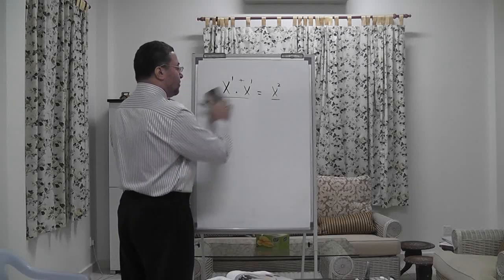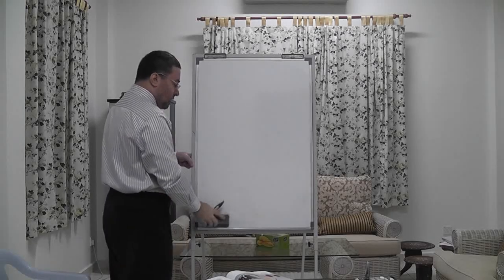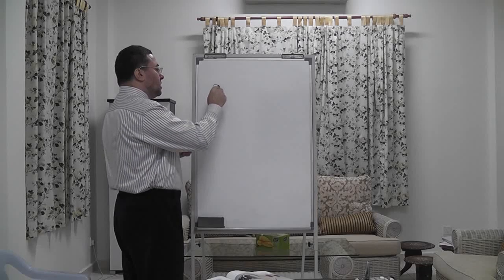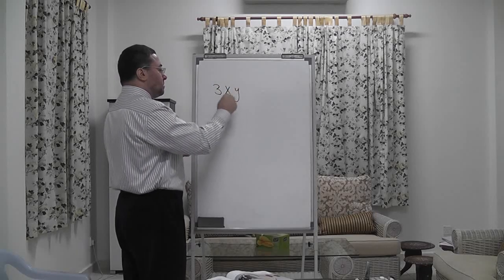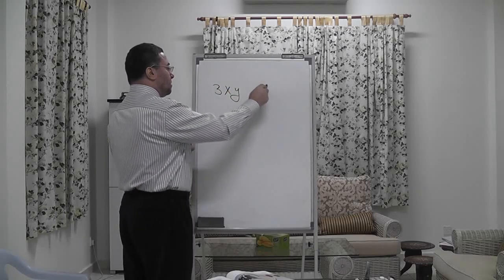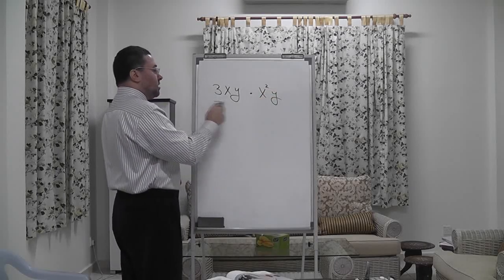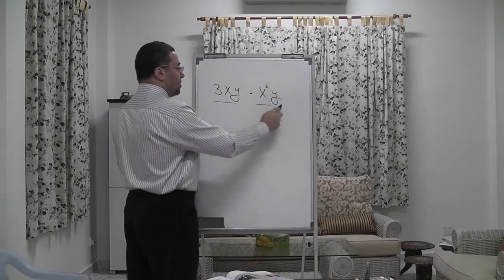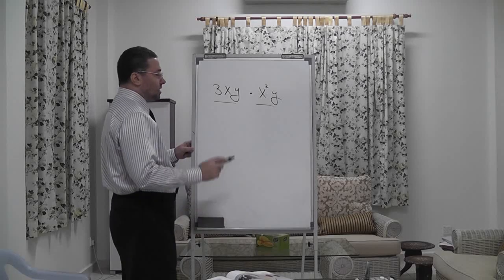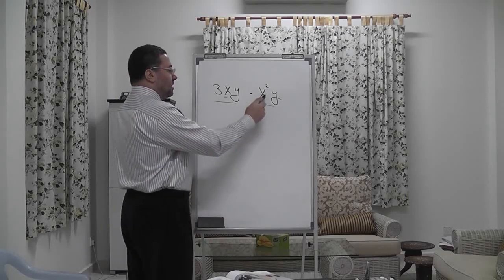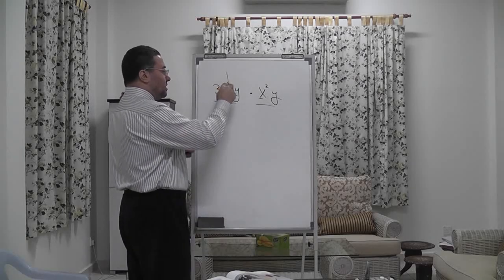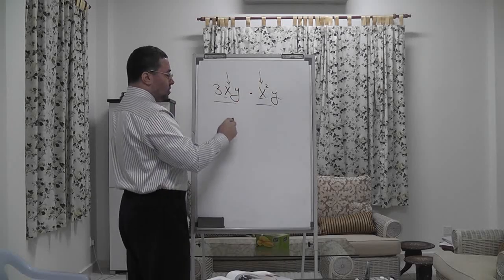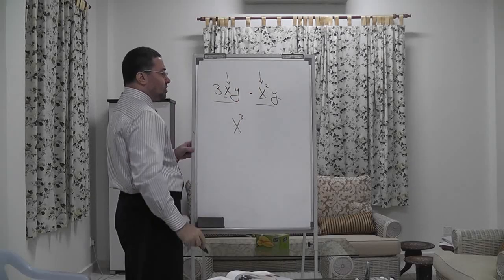Now we may have a different situation where our monomial is something like this. This is our monomial multiplied by another monomial. And in this case, we look at the same bases, and this and this are the same base, so we can combine them as such.